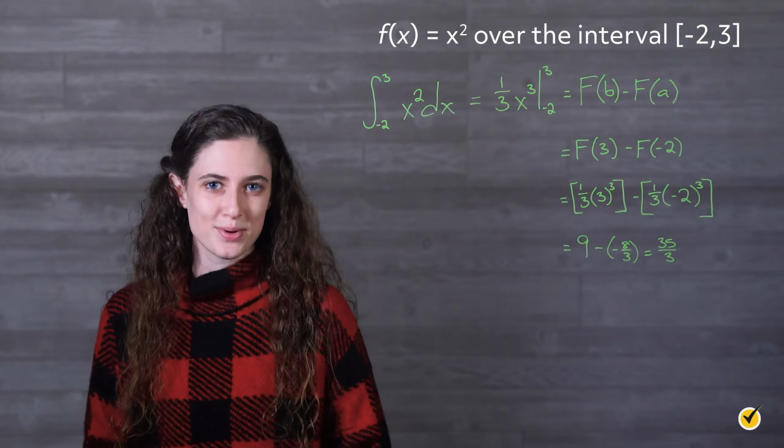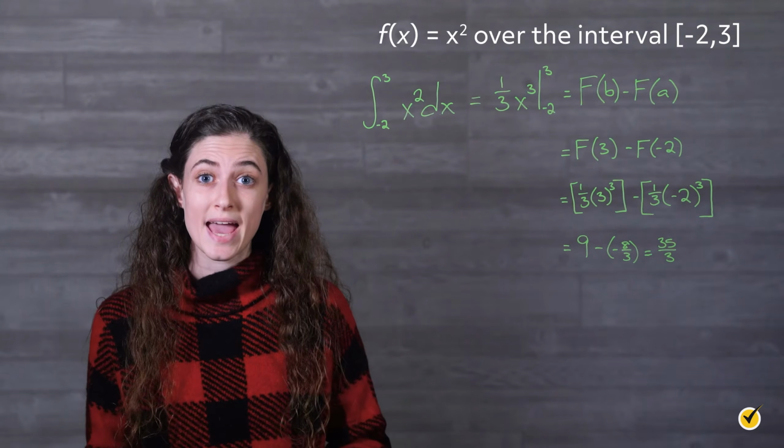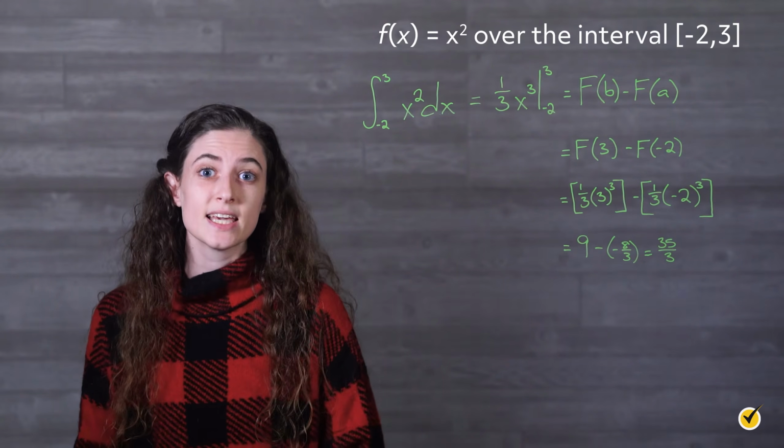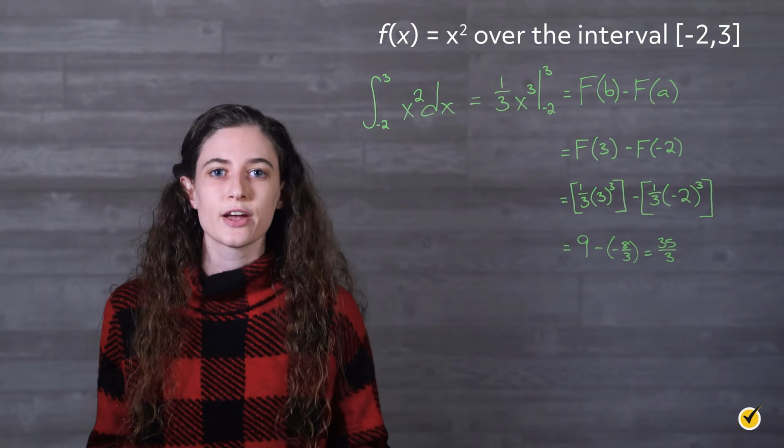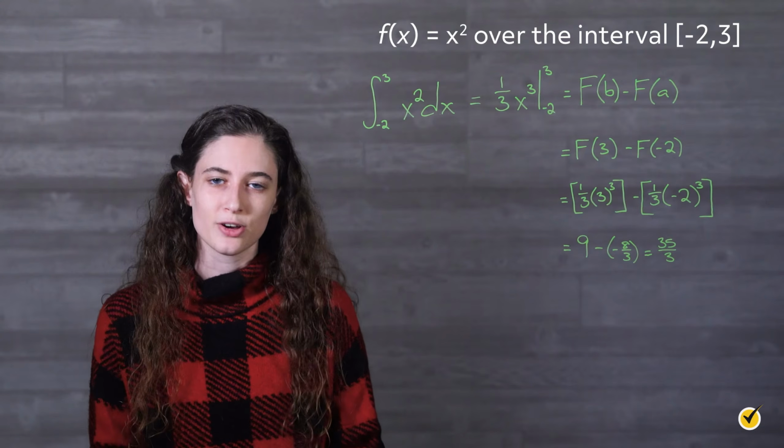There are some properties to keep in mind. First, the integral from a to a of f of x dx equals big F of a minus big F of a, which equals 0. The area of a region of 0 width is 0.